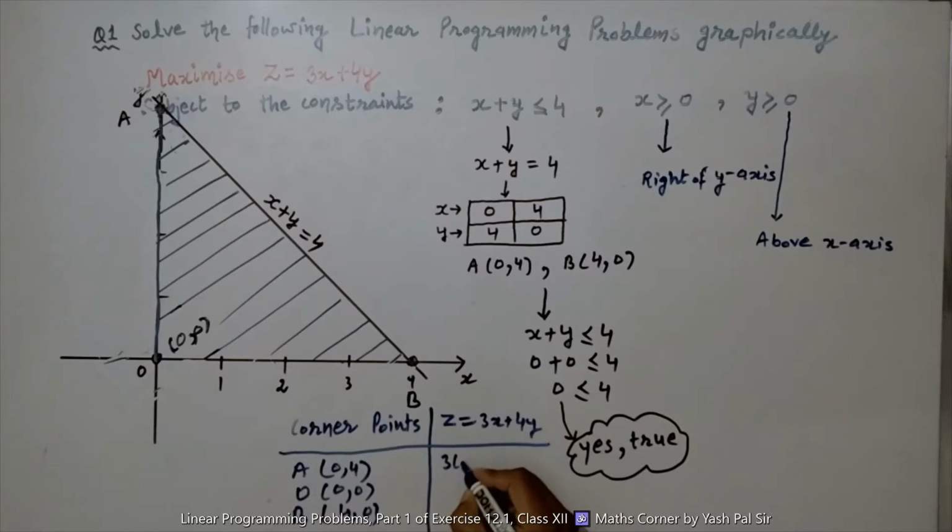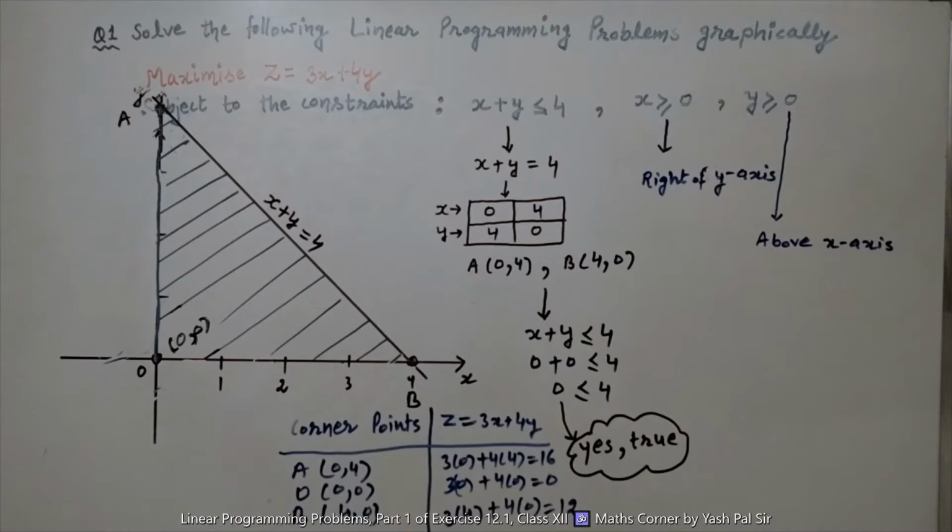So this becomes 3 into 0 plus 4 into 4, which is equal to 16. The second time we put x equal to 0: 3 into 0 plus 4 into 0, answer is 0. The third time we put x equal to 4: 3 into 4 plus 4 into 0, answer is 12.